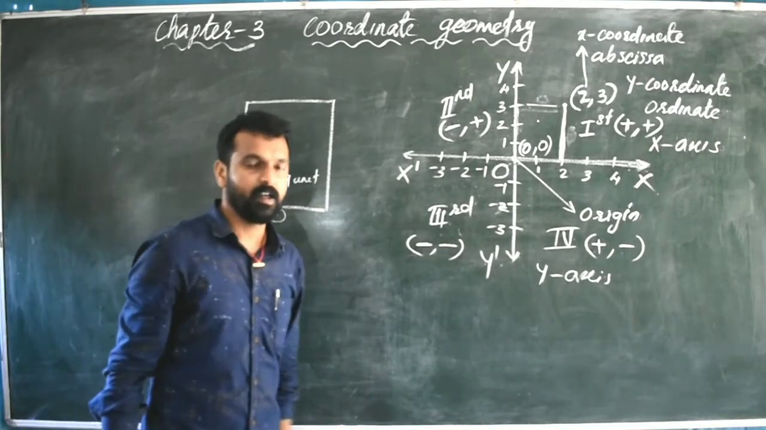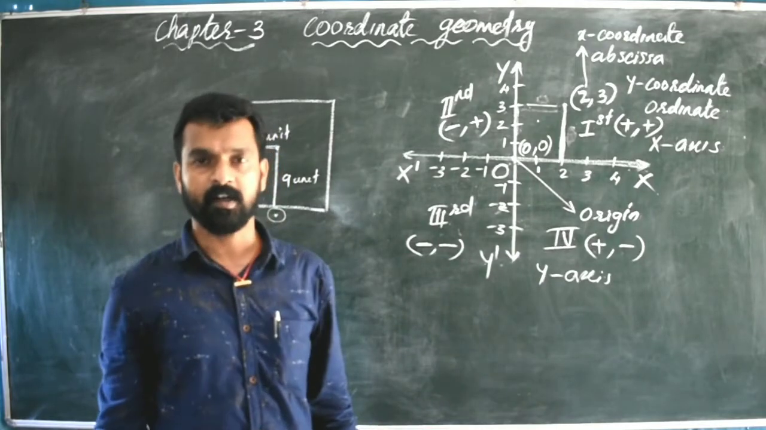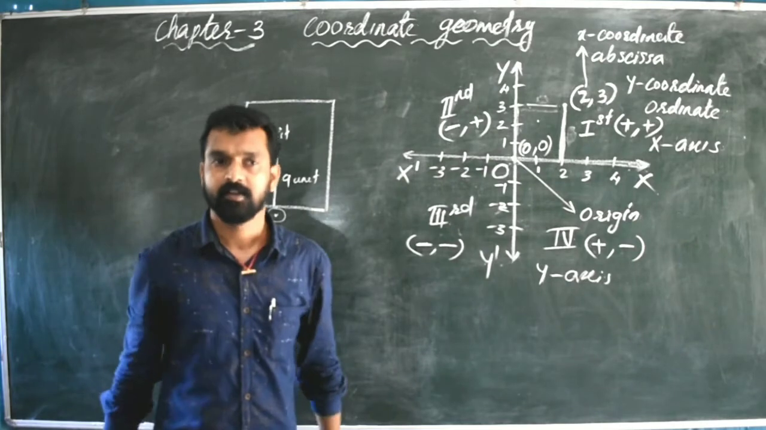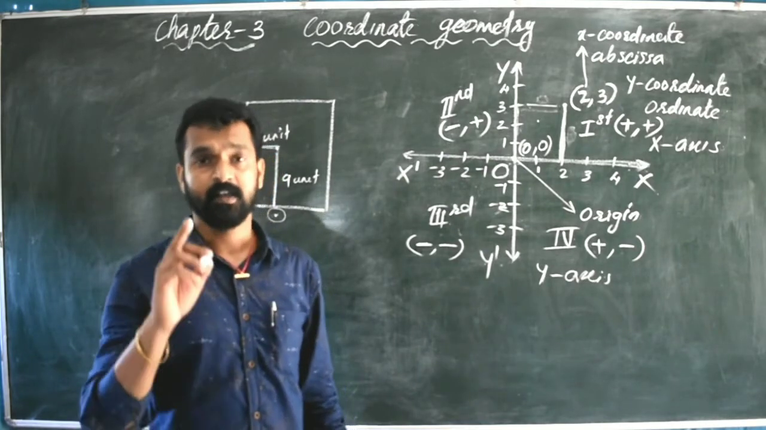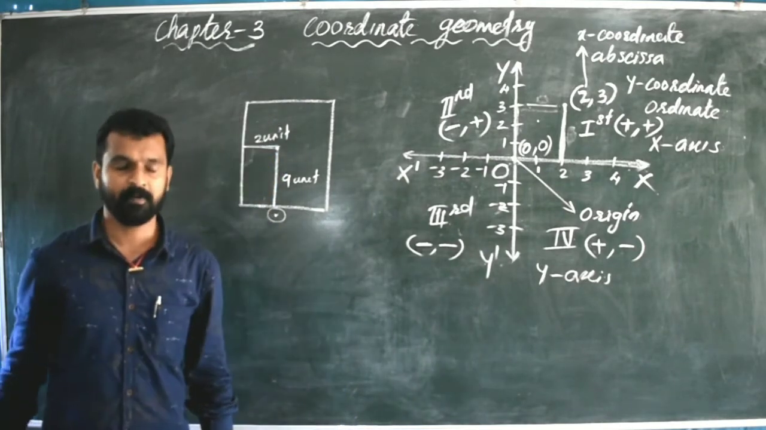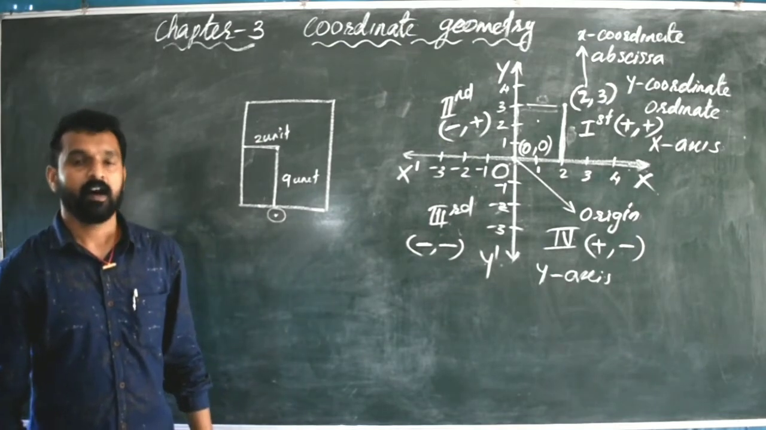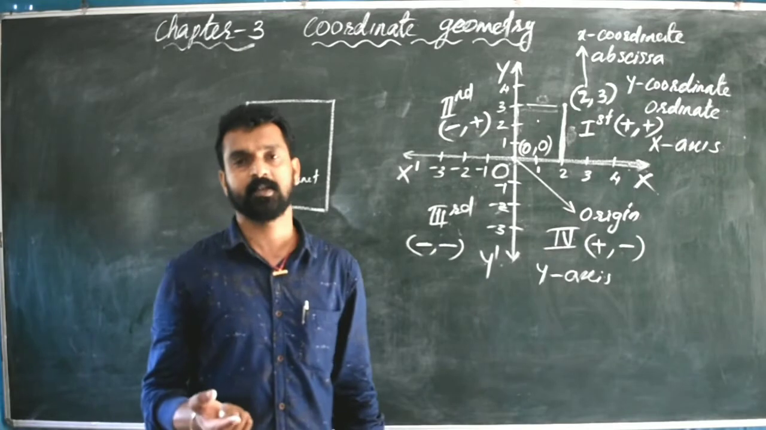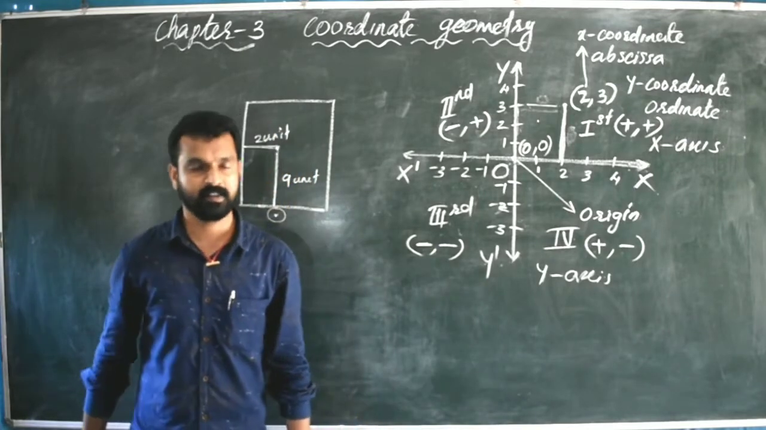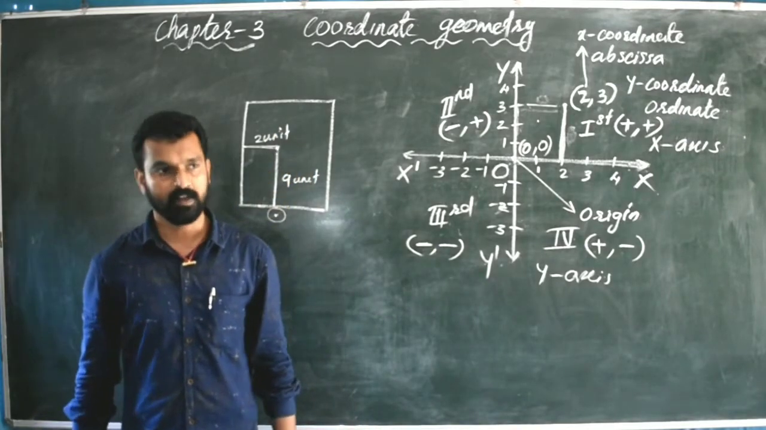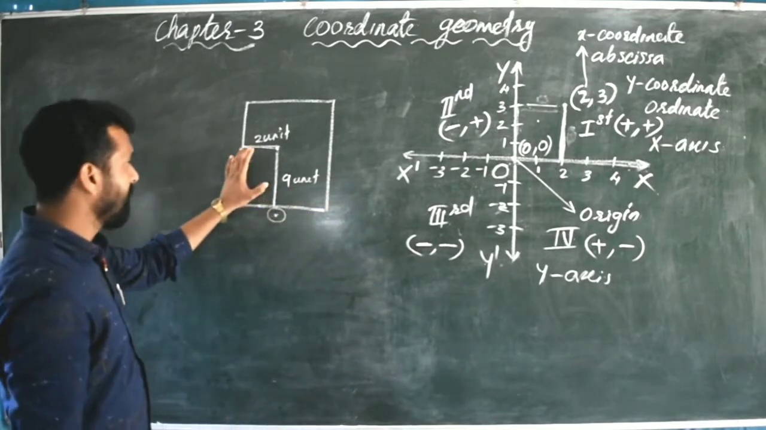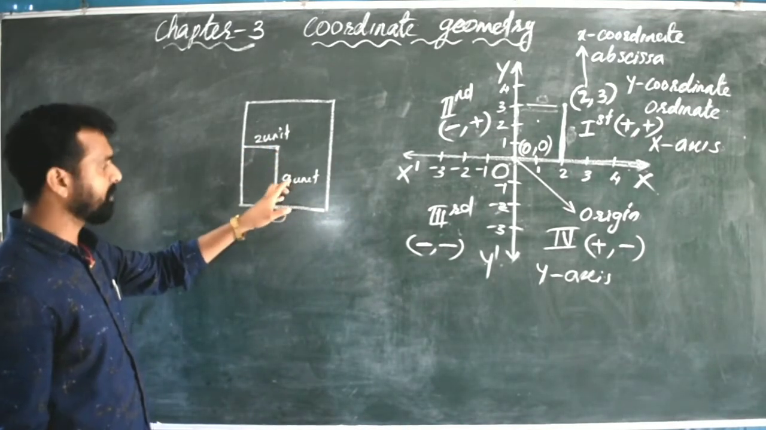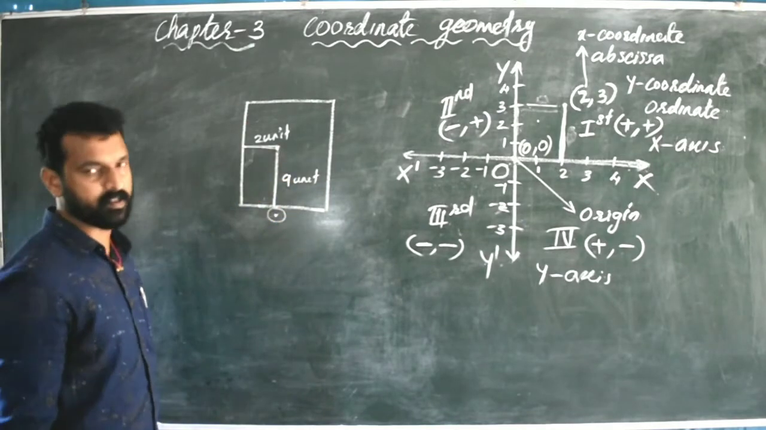Why I told this is that this is the first question in your exercise. I am not going to give you the answer. You write it by yourself. Exercise 3.1, question number 1. How will you describe the position of a table lamp on your study table? That is the question. So you have to draw this figure and mark a point, and mark here 9 units or any number you can mark. According to that you have to write the answer, that much only.